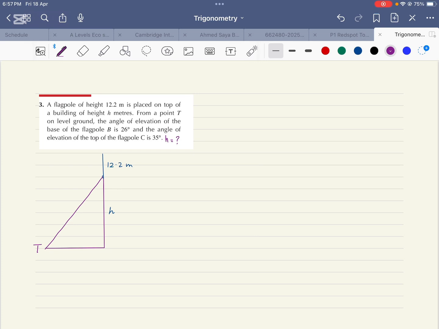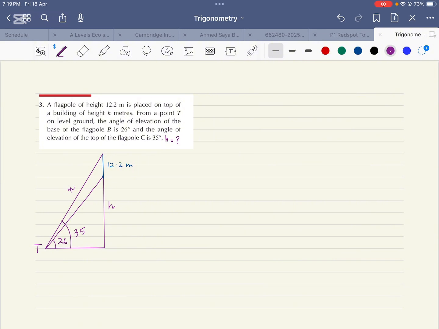This is the eye level. The angle of elevation is 26. The angle of elevation of the top of the flagpole is 35. It means we have another line coming from this. But where is 35? This entire angle is 35. We have to find out h and x also.